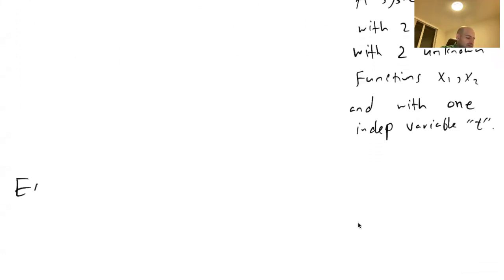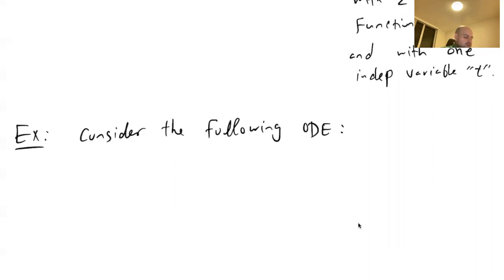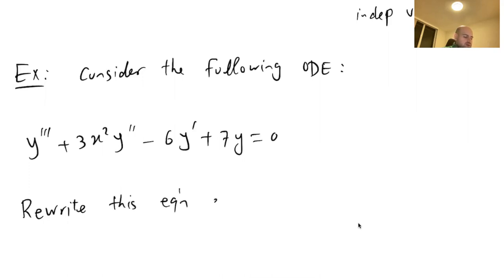Now let's look at the next example. Consider the following ODE. Let's say y third derivative plus 3x squared y second derivative minus 6y prime plus 7y equals 0. We want to rewrite this equation as a first order linear system.